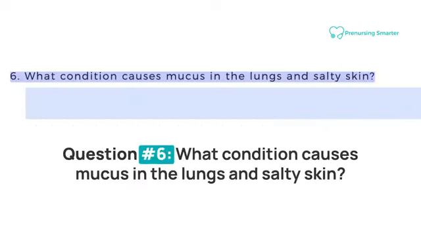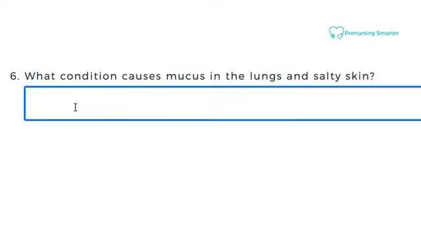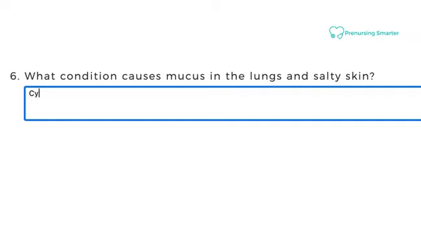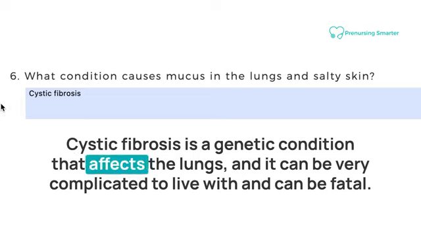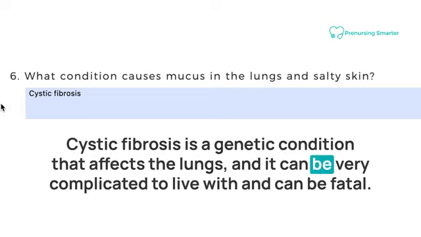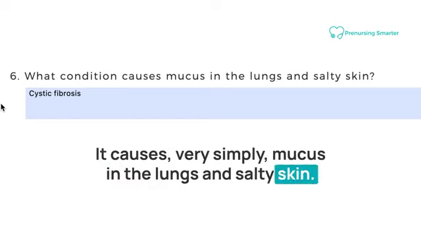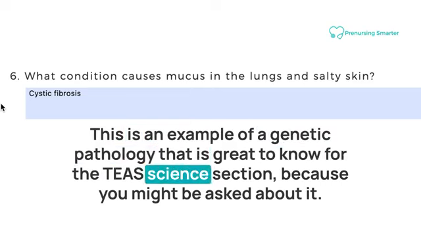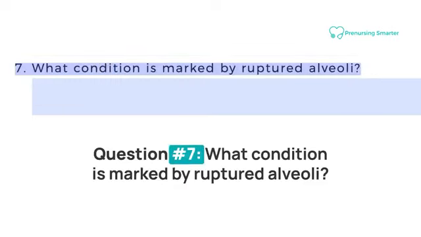Question number 6. What condition causes mucus in the lungs and salty skin? This is cystic fibrosis. Cystic fibrosis is a genetic condition that affects the lungs, and it can be very complicating to live with and can be fatal. It causes, very simply, mucus in the lungs and salty skin. This is an example of a genetic pathology that is great to know for the T-Science section because you might be asked about it.